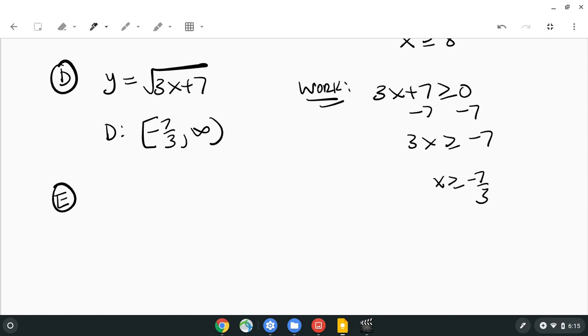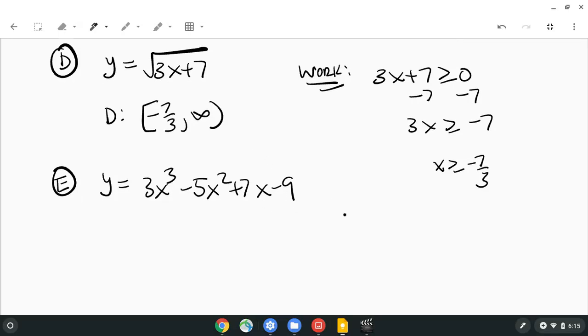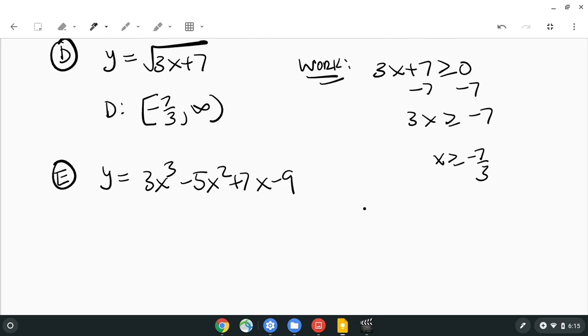If you have something like 3x cubed minus 5x squared plus 7x minus 9, this is just a strict polynomial. We don't have any fractions and we don't have any square roots. So here we have no restrictions, and our domain is all real numbers, so negative infinity to positive infinity.